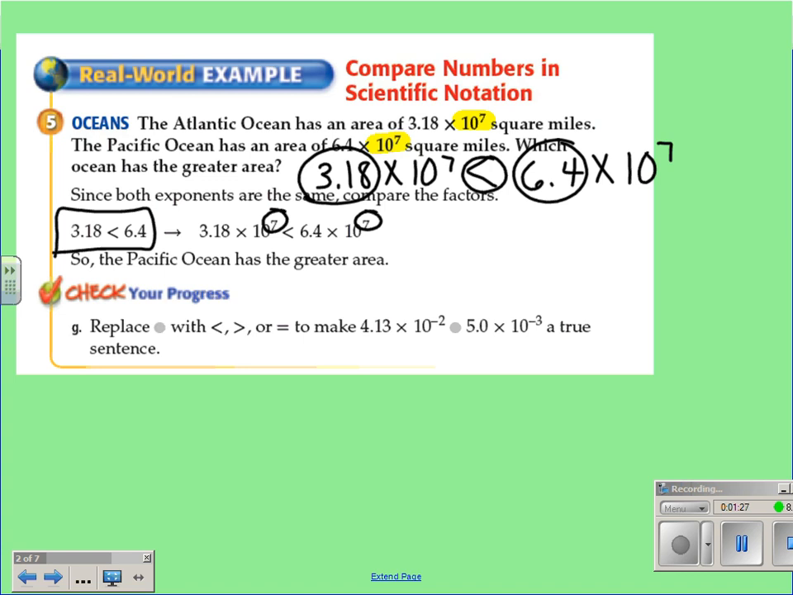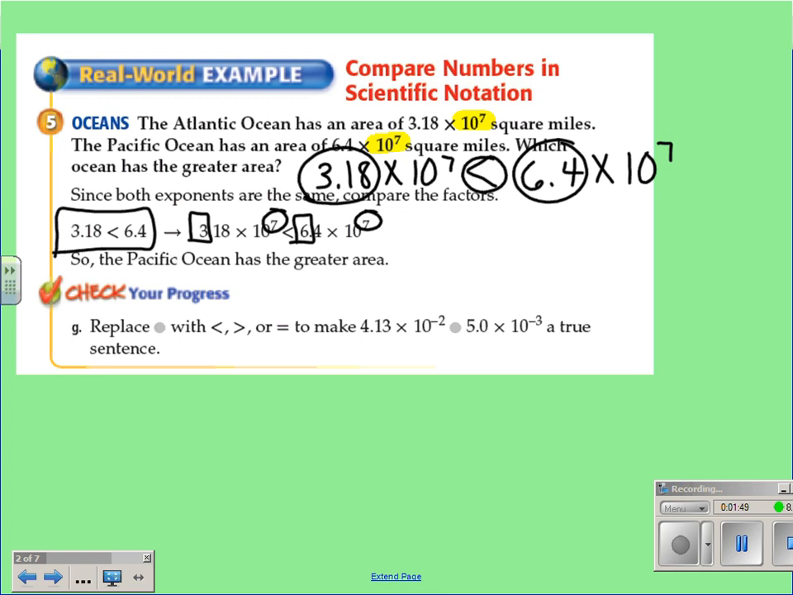Think about it. If the exponent is 7, that means to move the decimal 7 places to the right. So when we're comparing numbers with just one digit and then a decimal, it should make sense that the number that is smaller will be the smaller of the two. So the Pacific Ocean has the greatest area.